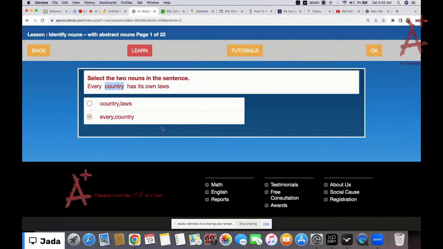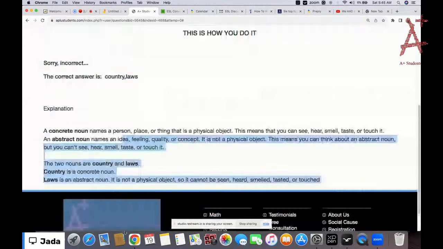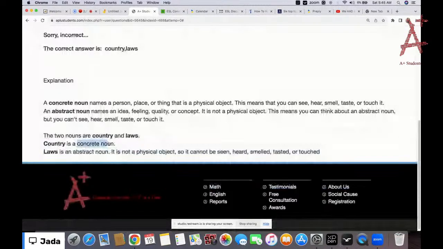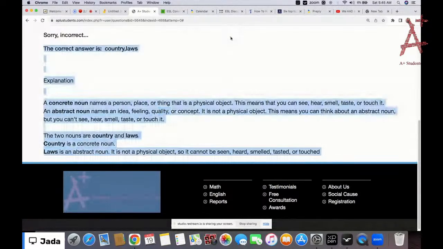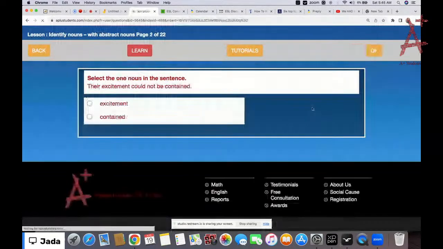Two. Okay. We say two. Okay, do you all see that two is wrong? Because every is not a noun. But country and then laws, the other noun. Okay? So when you get it wrong, you go down and you read. So country is a concrete noun because you can see it. We can see a country, right? And then the law is abstract because it's not physical. Note that we are into the concrete and the abstract. So for country, we can see laws. We cannot see the law, but we know that there are laws. It's not physical.